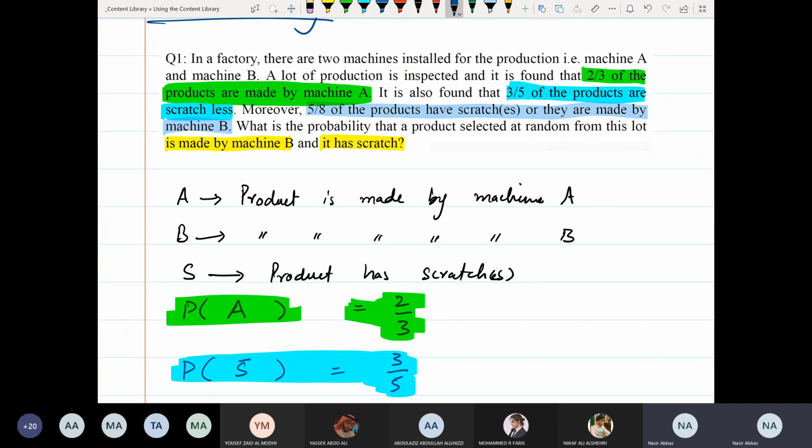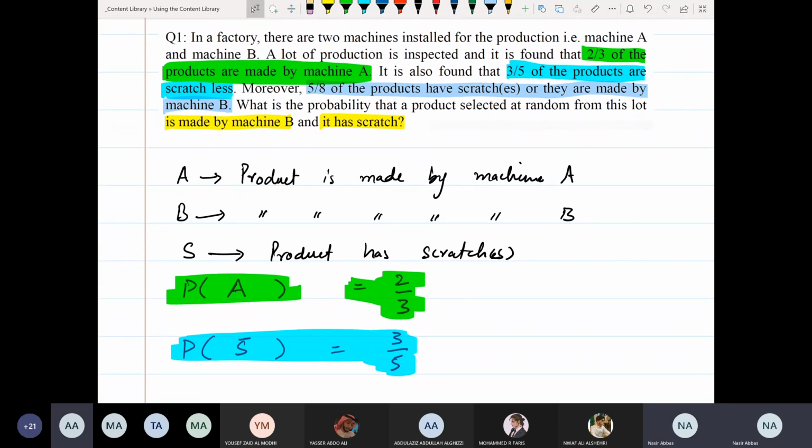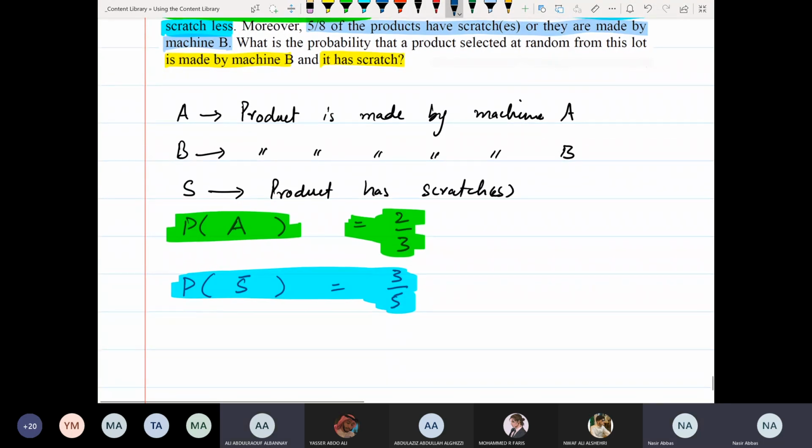Then the question says, moreover, 5/8 of the products have scratch or they are made by machine B. What is this? Ali. It is the probability of S union B. Exactly. This is the probability of S, have scratch, or B. That is given as 5/8. Let me highlight it back to the same color that I gave it in the question. This is the given information in the question.